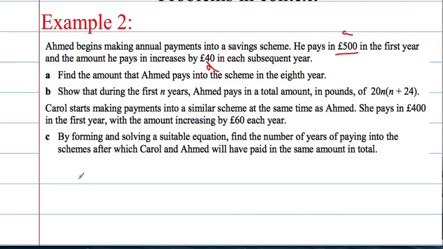Well, I would like to know what the nth term of this sequence is. Now we could use the formula a plus (n minus 1) times d. So this is part a here, which is going to equal a, the first term is 500. n, the number of terms, is the 8th year, so it's 8 take away 1, which is going to be 7 times, and d is 40.